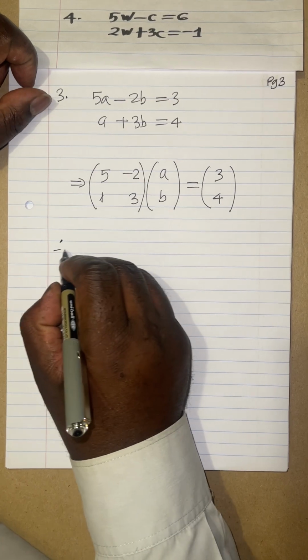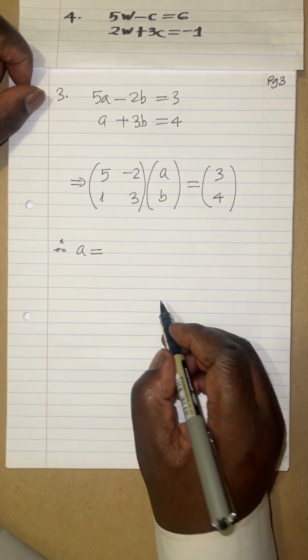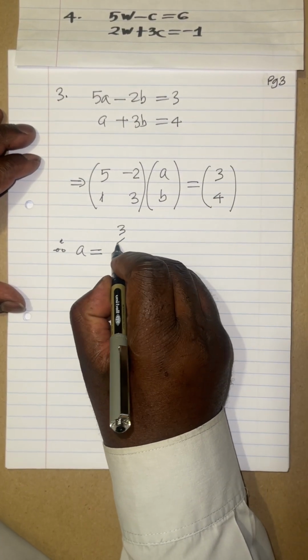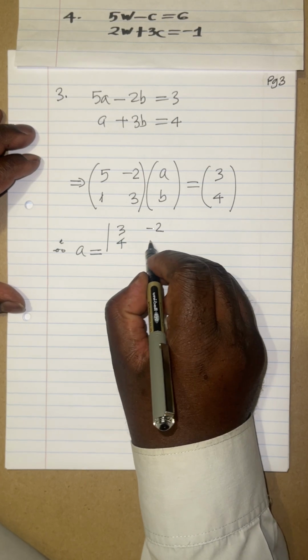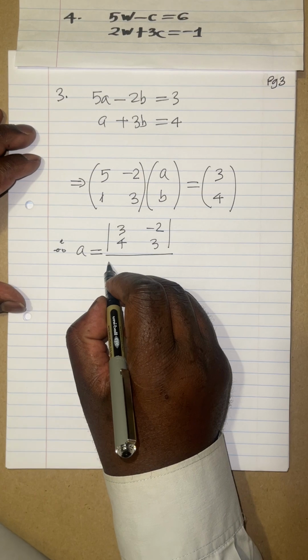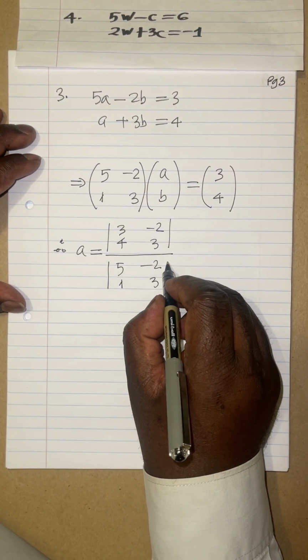So Cramer's rule, what does it say? If you want to find the value of a, replace the coefficients of a with these two numbers. So it's going to be 3, 4, and then the coefficients of b must stay the same, minus 2, 3, and I'm going to divide that by the determinant of the coefficient matrix, which is 5, 1, and then minus 2, 3, like that.